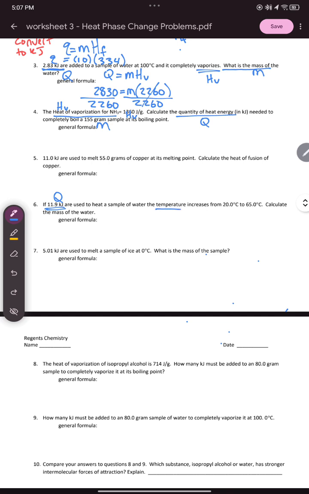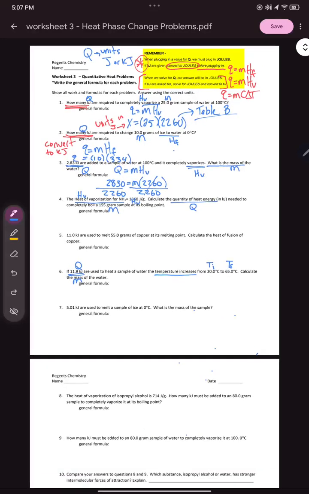Now I have a temperature increase. So it looks like I have a TI and I have a TF. Calculate the mass, that's what M is. Now, if I scroll back up to the top, Q is in both equations, M is in both equations. So the fact that we have both of those doesn't help us. But they gave us 2 temperatures. That's what the delta T means. This is one of the possible delta T questions.